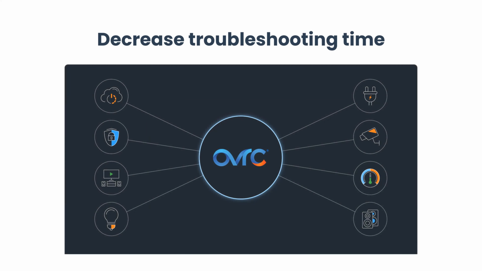OvrC also allows you to decrease your troubleshooting time, whether it's Arachnus or Access Networks. You can log in remotely, figure out the problem when the problem is happening. Many times, you don't even have to roll a truck. It allows you to take care of things remotely because you have full remote access.